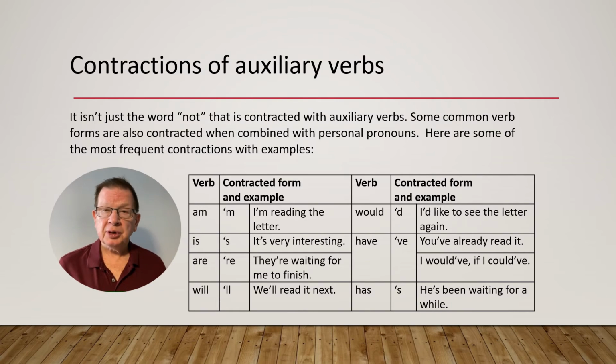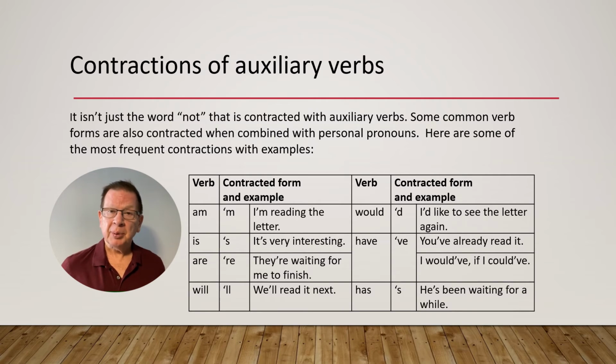It isn't just the word not that is contracted with auxiliary verbs. Some common verb forms are also contracted when combined with personal pronouns. Here are some of the most frequent contractions with examples. Am becomes apostrophe M. Example, I'm reading the letter. Is becomes apostrophe S. Example, it's very interesting. Are becomes apostrophe RE. Example, they're waiting for me to finish.